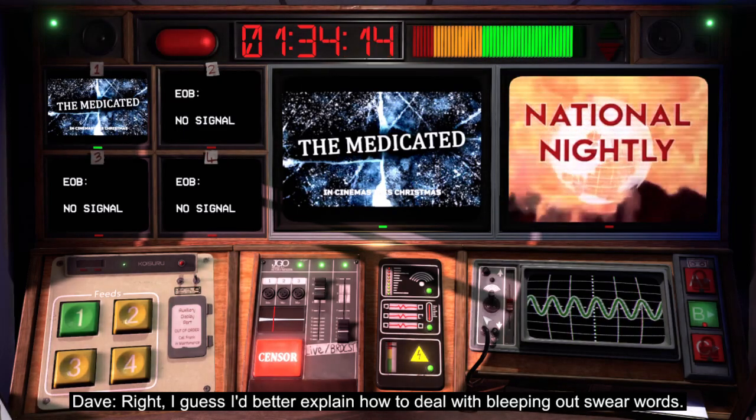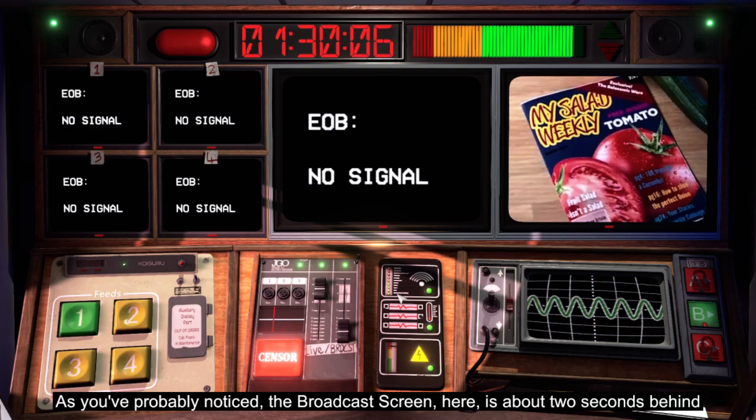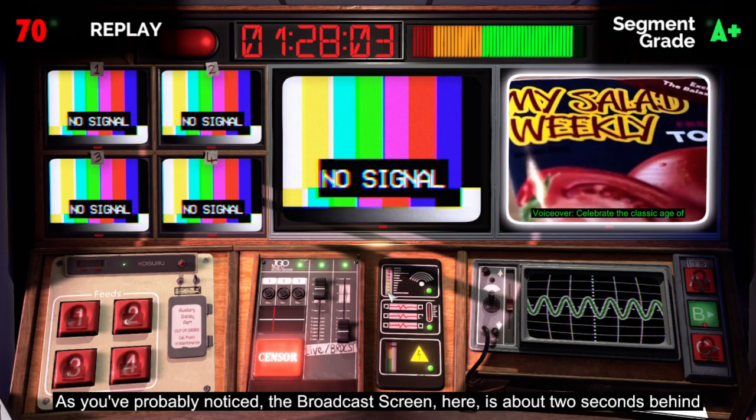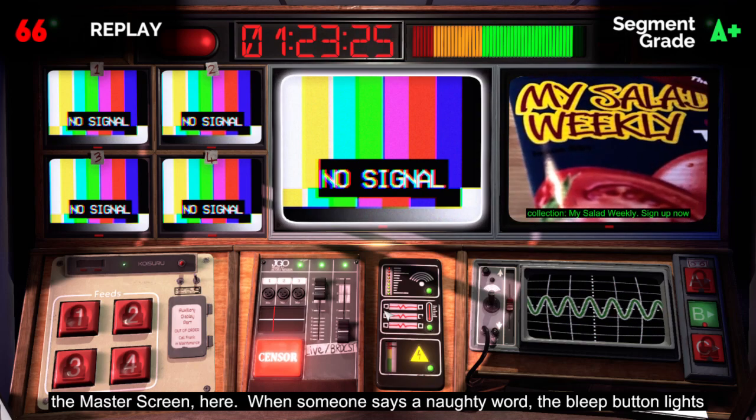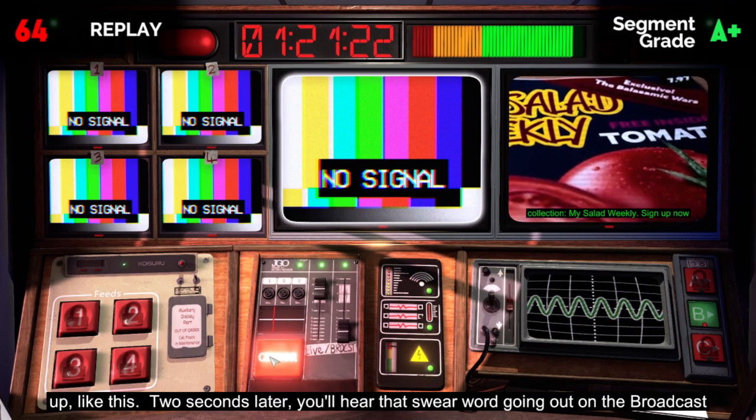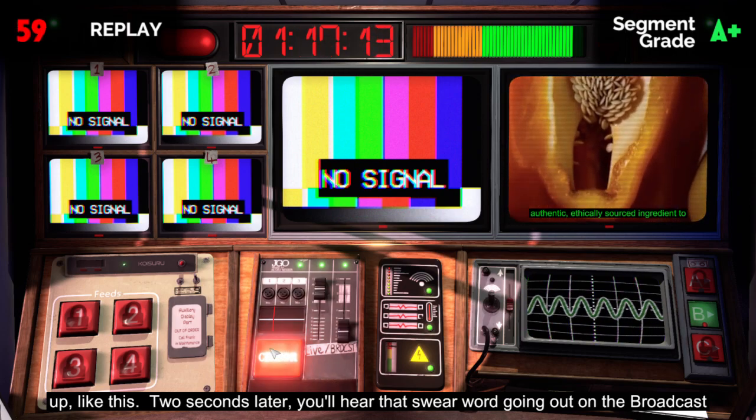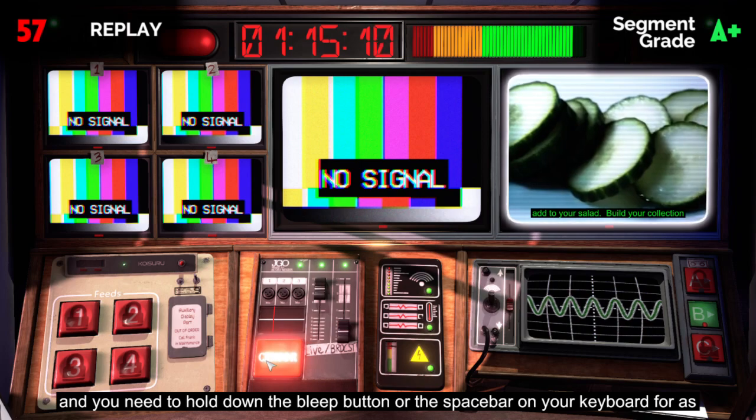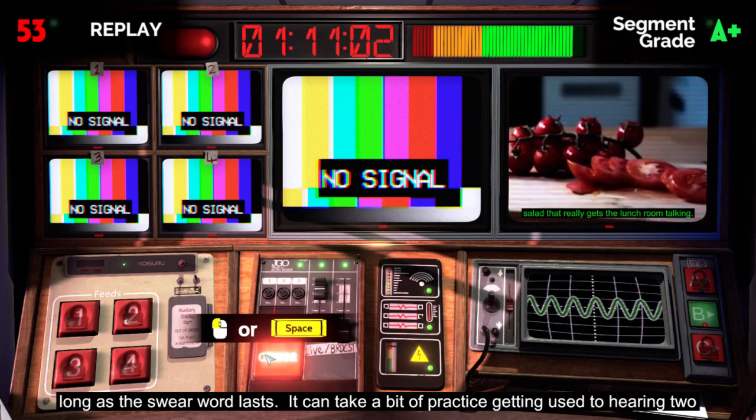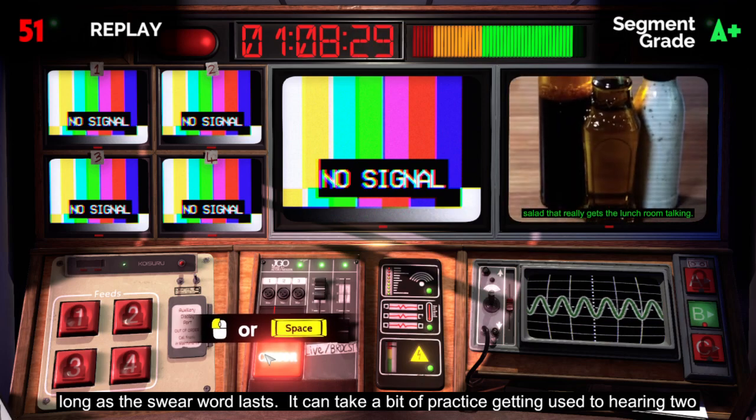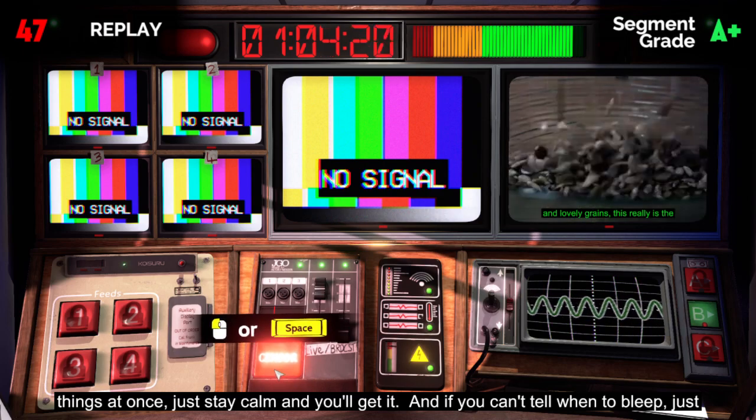Right, I guess I better explain how to deal with bleeping out swear words. As you've probably noticed, the broadcast screen, here, is about 2 seconds behind the master screen, here. When someone says a naughty word, the bleep button lights up, like this. 2 seconds later, you'll hear that swear word going out on the broadcast, and then you need to hold down the bleep button or the space bar on your keyboard for as long as the swear word lasts. It can take a lot of practice, getting used to doing two things at once. Just stay calm and you'll get it.